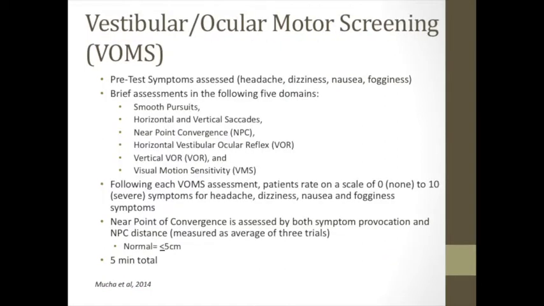The VOMS consists of patient-reported symptoms of headache, dizziness, nausea, and fogginess at baseline or pre-test and after testing 6 visual domains. Following each domain assessment, patients rate their symptoms on a scale of 0, no symptoms, to 10, severe symptoms, for headache, dizziness, nausea, and fogginess. Near point of convergence is assessed by both symptom provocation and NPC distance. Normal NPC distance is a measurement under 5 centimeters. The VOMS can be performed in about 5 minutes.